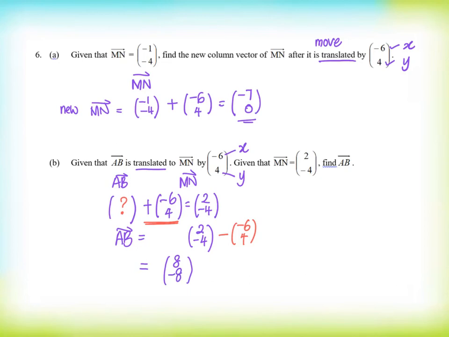Now the word translation is not commonly used in vector questions, but it does come out once in a while. So we still need to be aware of this word called translate. Translate means to move by a certain number of units on the x-axis direction and a certain number of units on the y-axis direction. Now we've come to the end of this part of the chapter. Up next, we'll be learning on the scalar multiple of vectors.